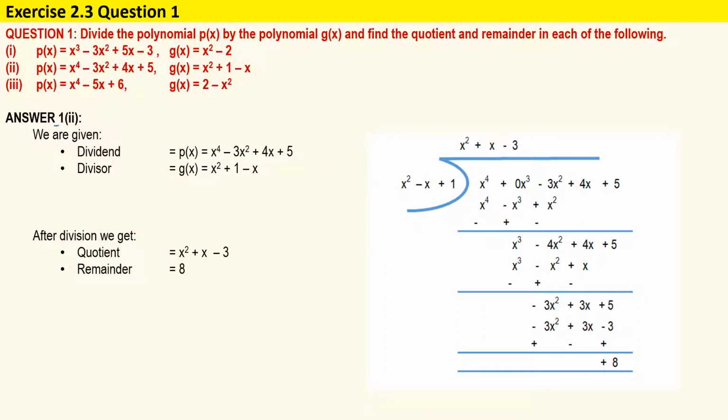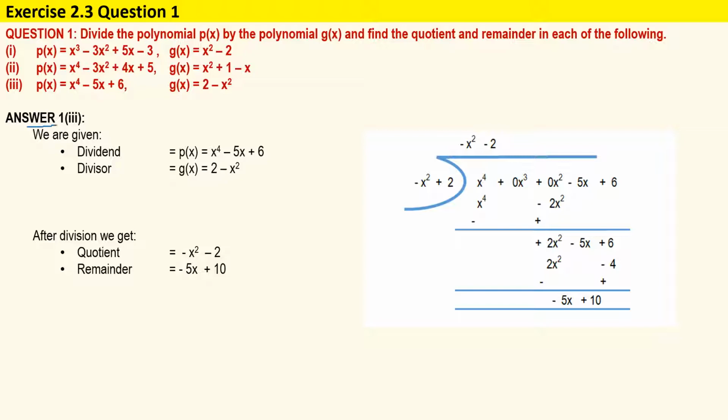Answer to question 1 part 2. We are given dividend p(x) = x⁴ − 3x² + 4x + 5, and the divisor in our case is g(x) = x² + 1 − x. The entire steps for the division are shown here, and by these steps we see the quotient is x² + x − 3 and the remainder is 8, and that is our answer.